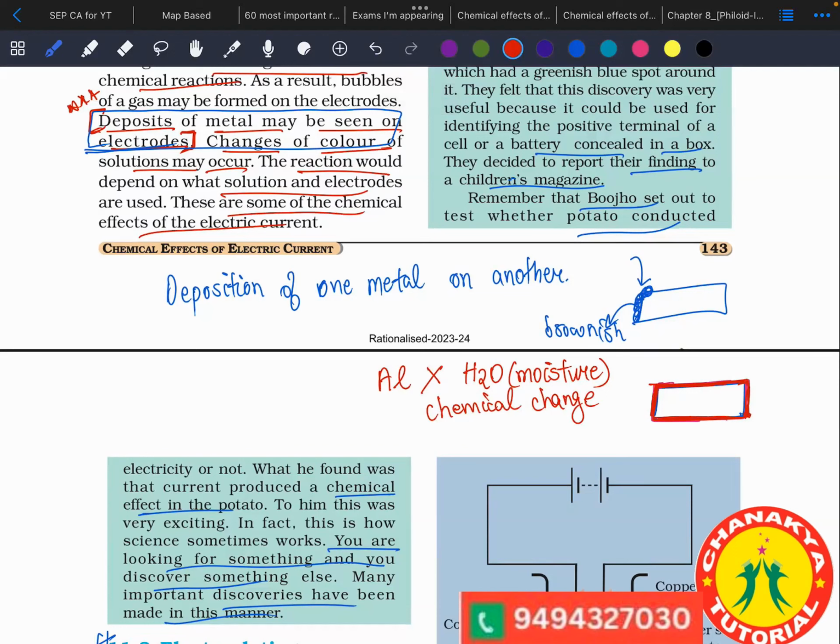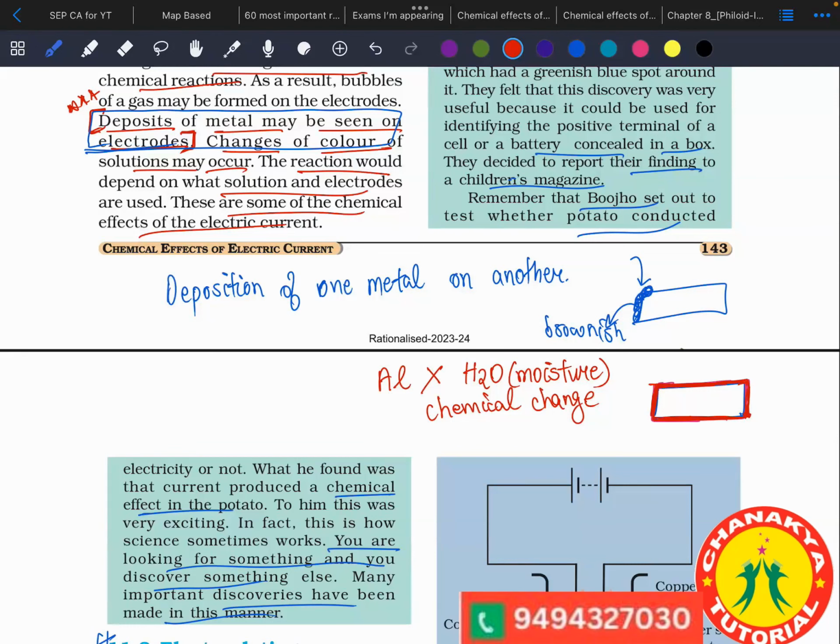So this is the importance of electroplating. With the help of electroplating, we can save material from getting spoiled, or we can save material from getting degraded, because rusting itself degrades the quality of iron. So that's why we do aluminum plating, due to which the material does not get degraded.